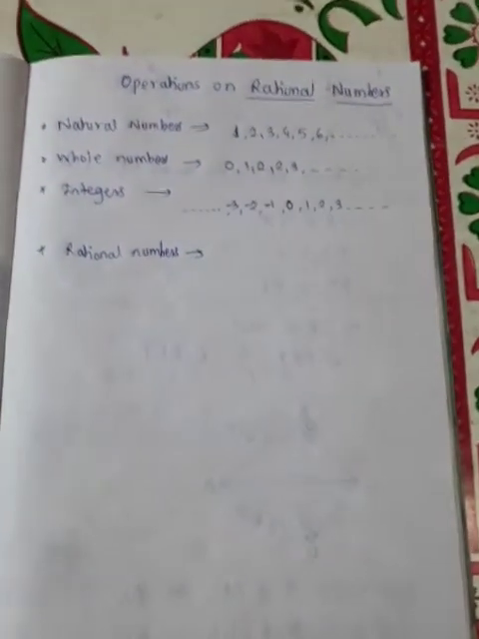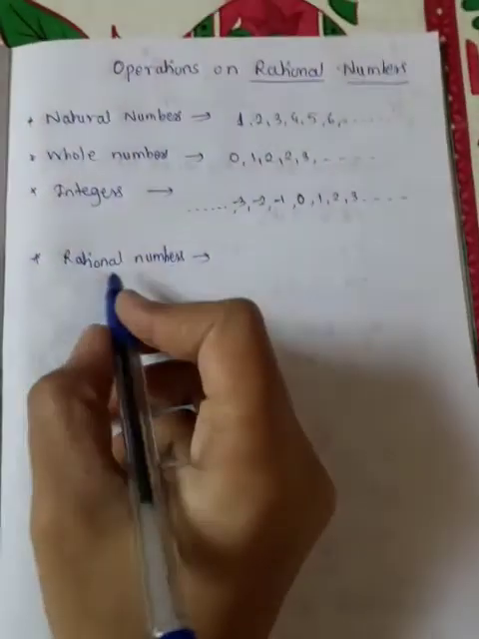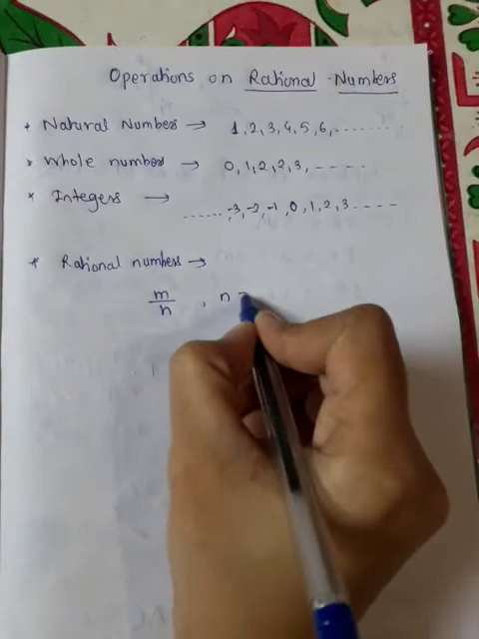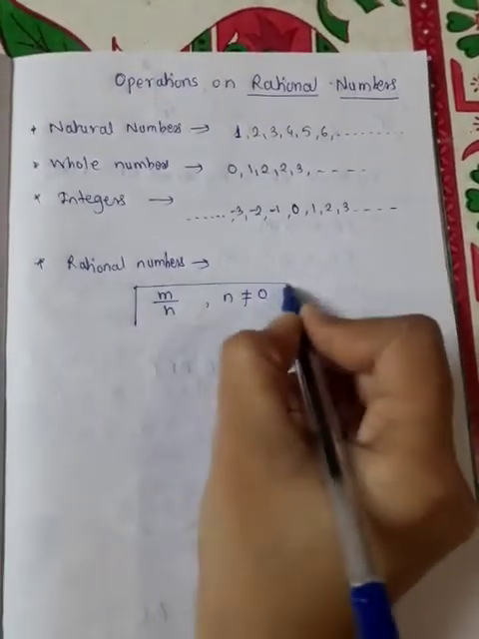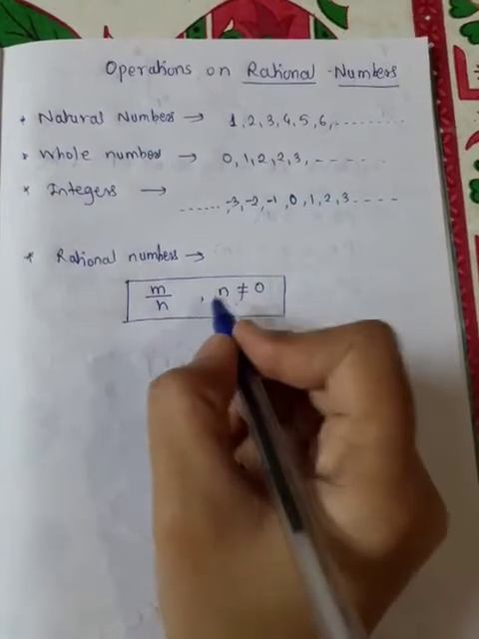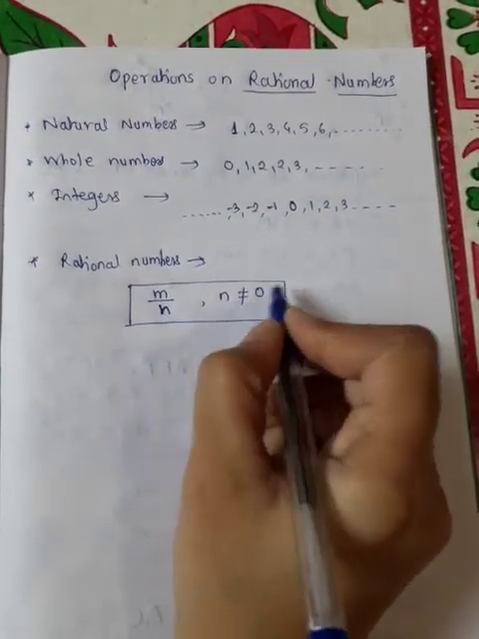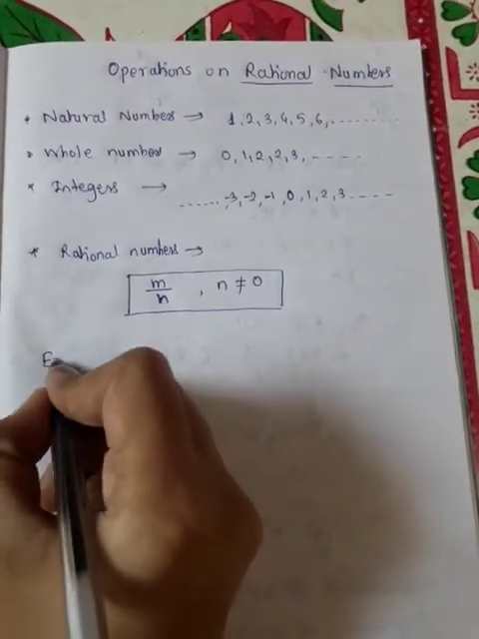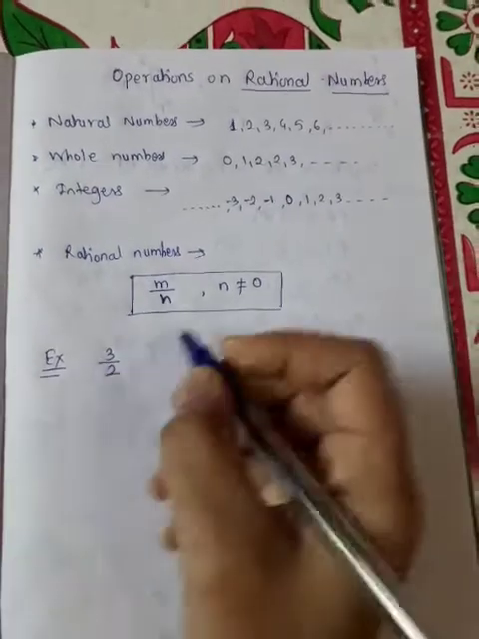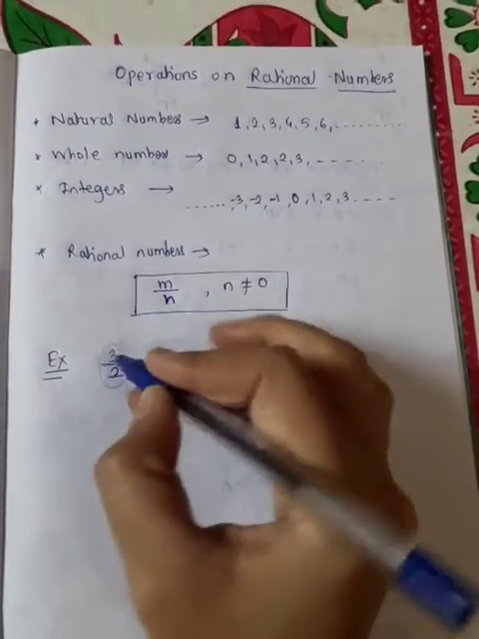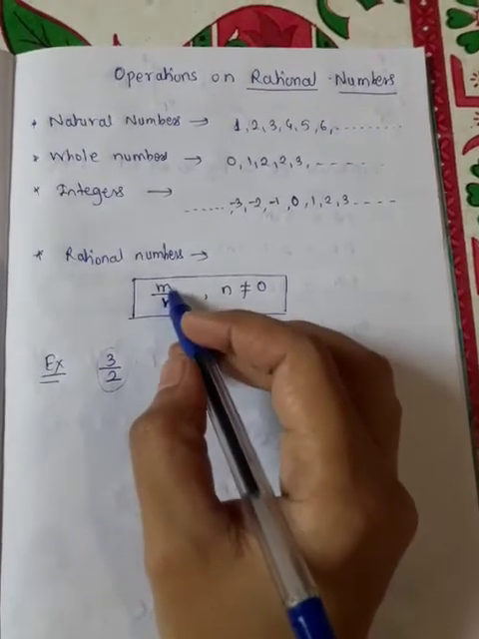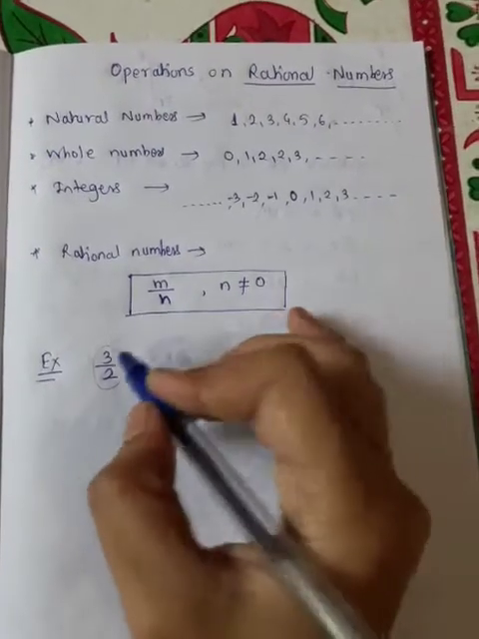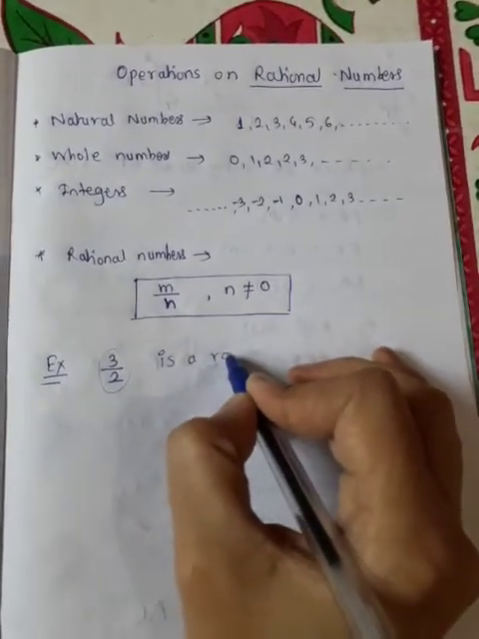What type of numbers are they? The number in the form of m by n, where n, the denominator, is not equal to 0, is called a rational number. For example, if we take 3 by 2, this is in the form m by n, where n is 2, which is not equal to 0. So 3 by 2 is a rational number.